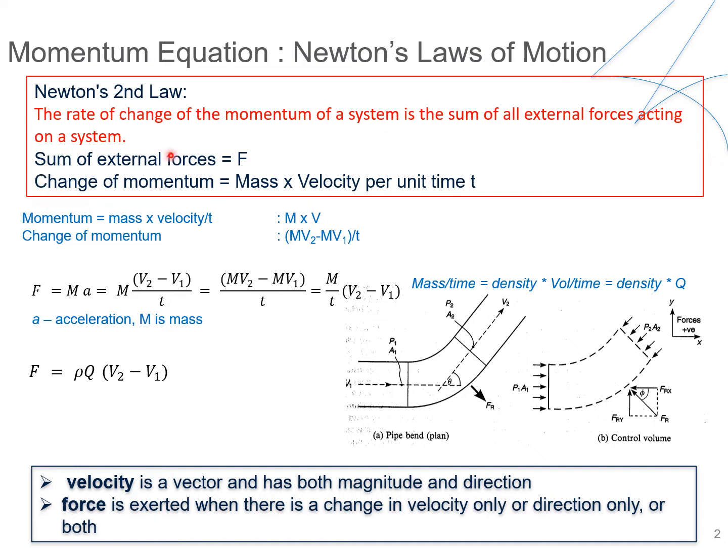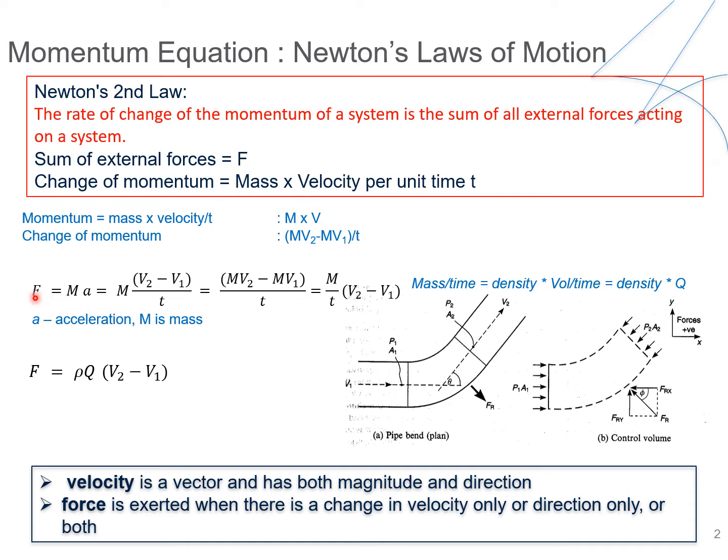So the sum of the external forces in a control volume is F. That should be equal to the rate of change of momentum, which is mass times velocity divided by t. That means the change of momentum is mass times velocity minus mass times velocity, so mass times velocity here minus mass times velocity there, divided by t.